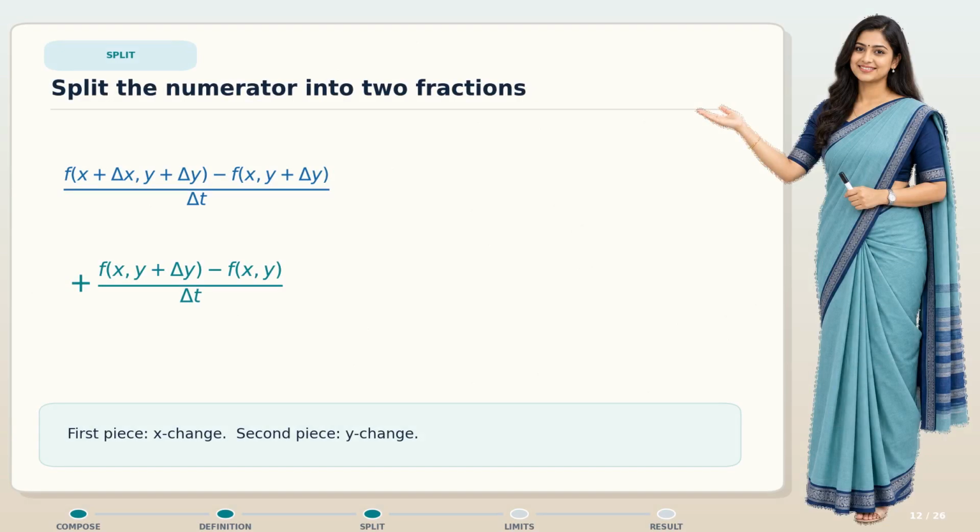Now divide each piece by delta t. Look at the first fraction. Both function values contain exactly the same y value, y plus delta y. Only x changes from x to x plus delta x. Look at the second fraction. Both function values contain exactly the same x. Only y changes from y to y plus delta y. This is the separation we needed.